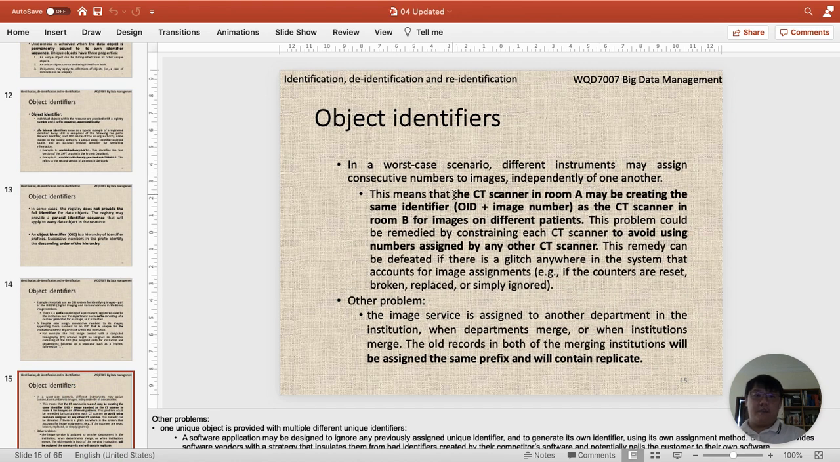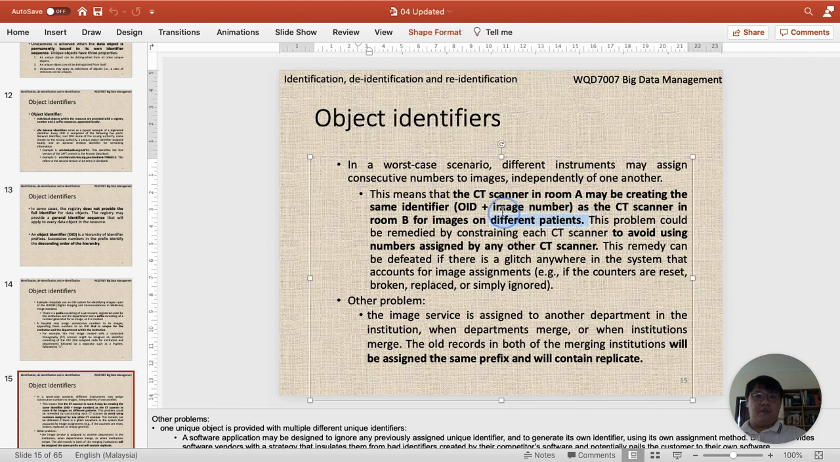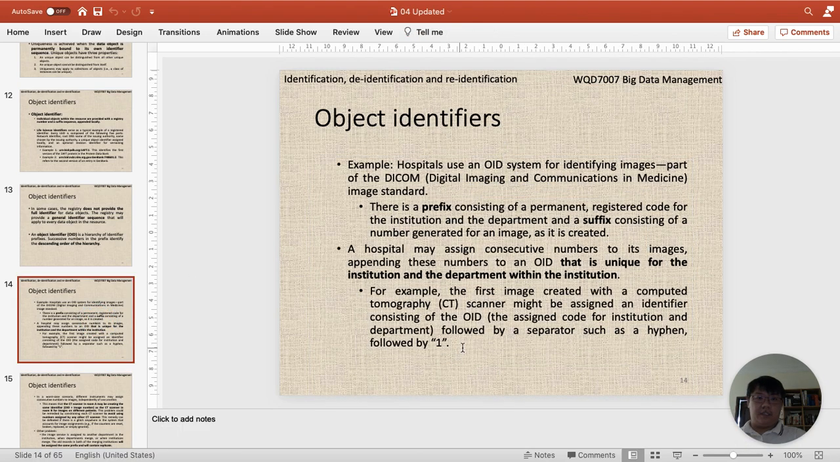Okay, so in here, the CT scanner in room A may be creating the same identifier as a CT scanner in room B for images of different patients. Why is this happening? Okay, because you are only creating your data identifiers using the information of the scanner as well as the counting of the number of images. If you still recall, over here, it's actually here.